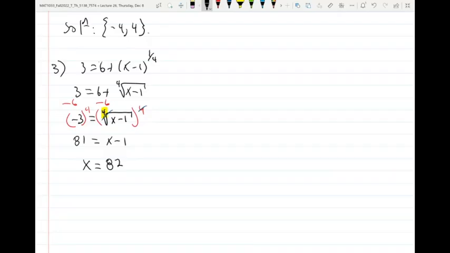Now again, you have to be very careful. So let's go ahead and plug into the original expression. So check. Whenever you solve a radical equation, whatever answer you seem to get, don't say that's the answer and walk away. You always need to check.